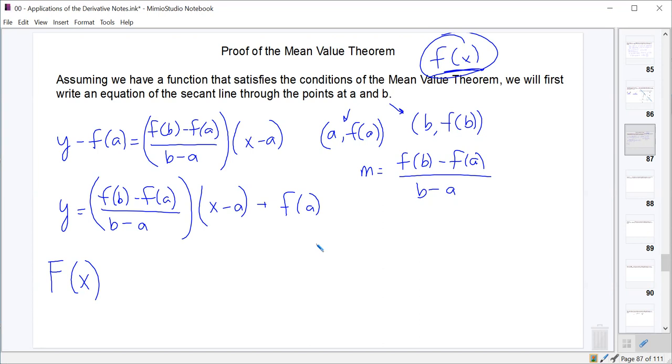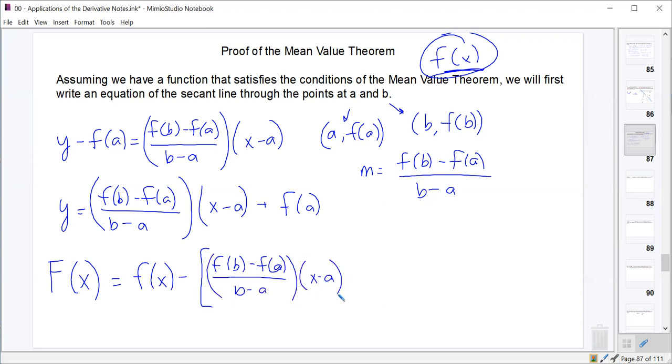So it's good to note that this distance could be a positive or a negative value, so capital F of x is going to end up being either a positive or a negative value or function. So we'll take our original function, f of x, and we will then subtract this whole big other function. So f of x minus f of b minus f of a over b minus a times x minus a plus f of a. And we're now just going to start looking at this function representing that vertical distance.